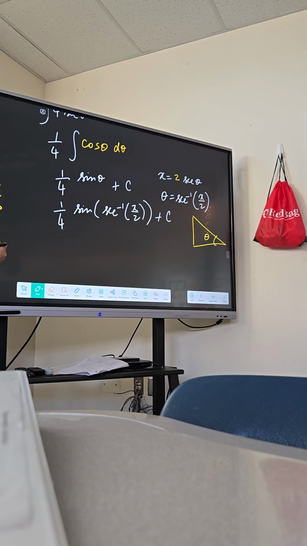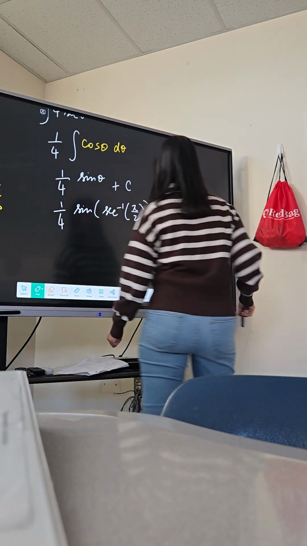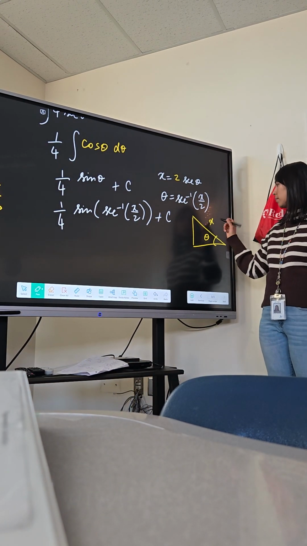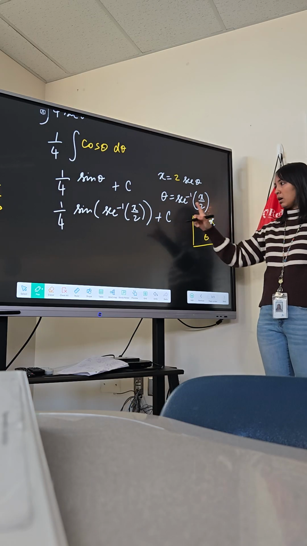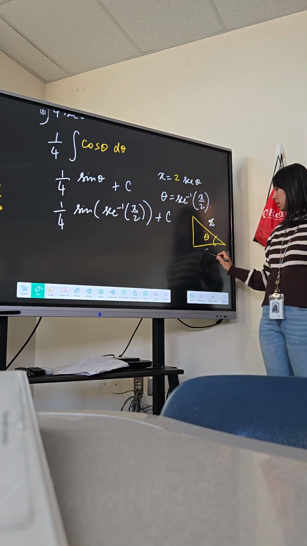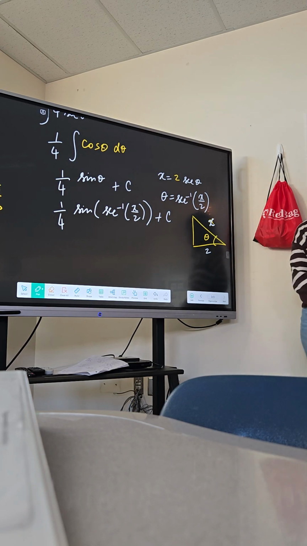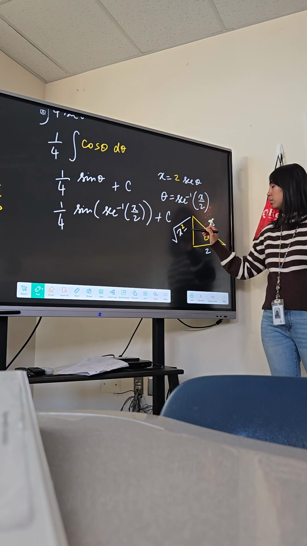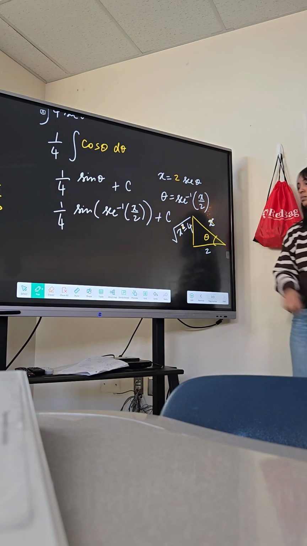If it helps, write that down so you can match it up here. X is the hypotenuse, and 2 would be the adjacent side to theta. So the opposite side is going to be the square root of x squared minus 2 squared, which is 4.